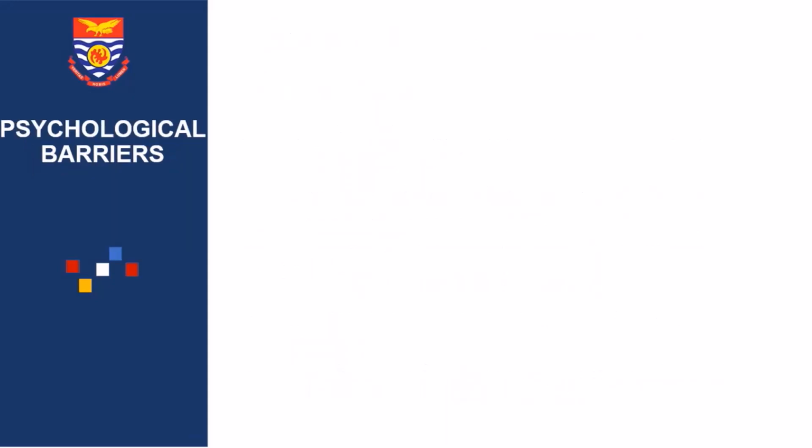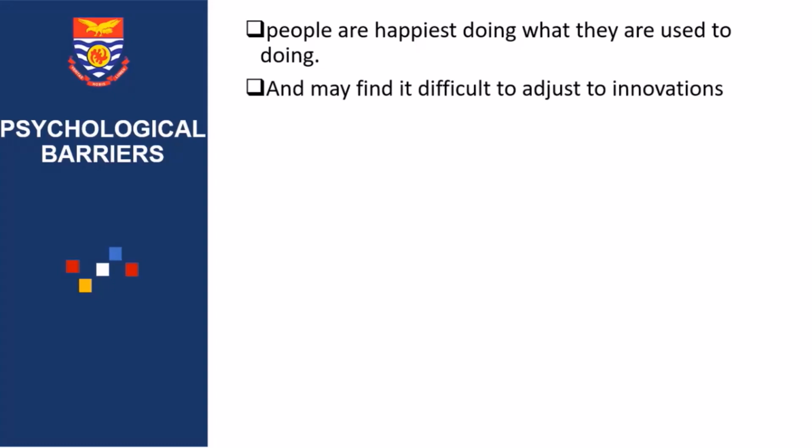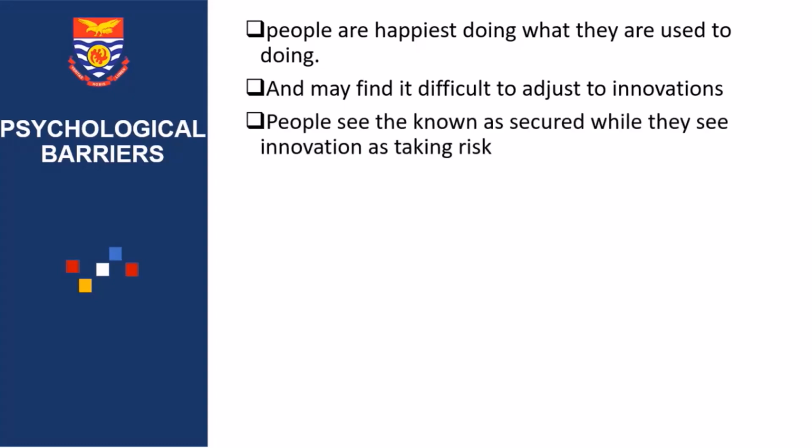Let's look at psychological barriers. People are happiest doing what they are used to doing. I know how to do this. It has been with me since. So I'm happy doing it. Therefore, we find it difficult to adjust to innovations. When you are used to doing something in a particular way, there is difficulty when you have to adjust to innovations. So people see the known as secure, while they see innovation as taking a risk.